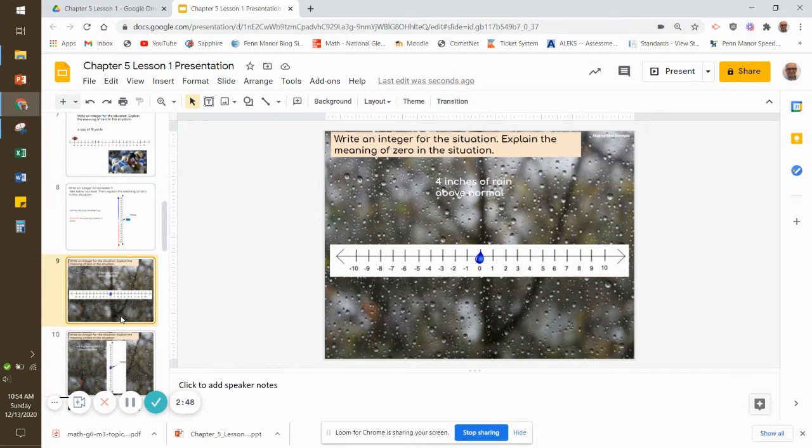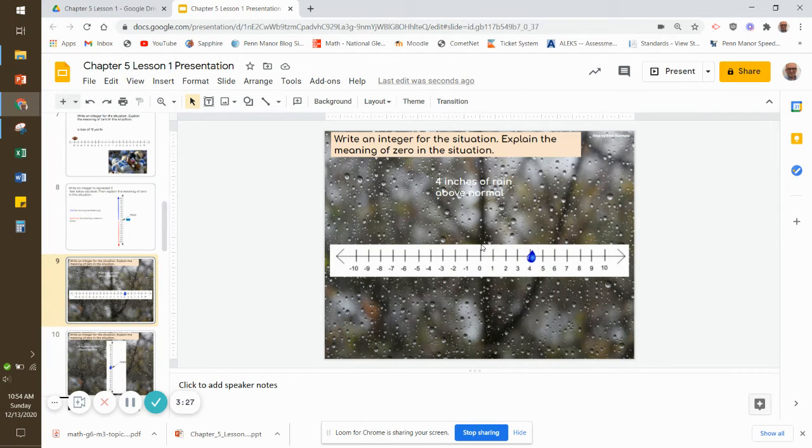Let's take a look at another example of something. How about rainfall? Let's just say that the rain is 4 inches above what we normally expect the rain to be, wherever that is. Now, please take note that doesn't mean it rained just 4 inches. It just means that we went up 4 inches from wherever we started. So, our integer in this case, let's move our raindrop up, would be a positive 4 because we went forward 4. And if we're going to explain what 0 was back here, that's where we started counting.